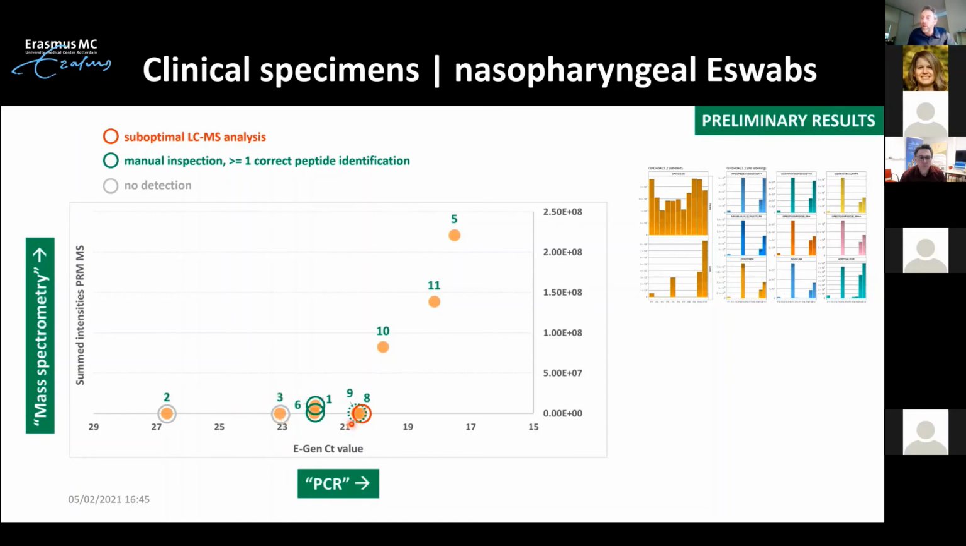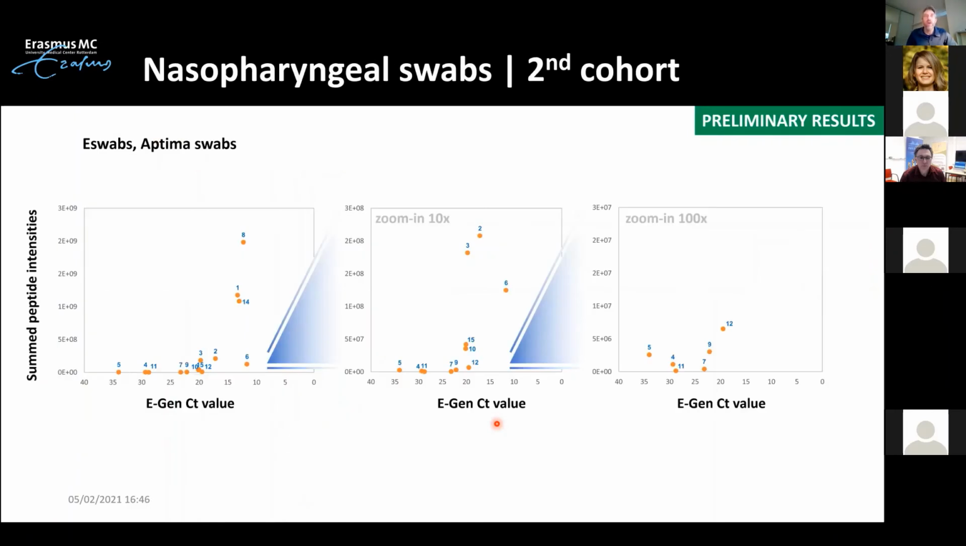Some of them are plotted here based on the automated Skyline output, but manual inspection is more stringent. Then for a second sample cohort of E-swaps and Optima swaps, another type of swaps, these were kindly provided by the STAR SHL diagnostic labs in Rotterdam. We basically performed a similar analysis, and the results are given here.